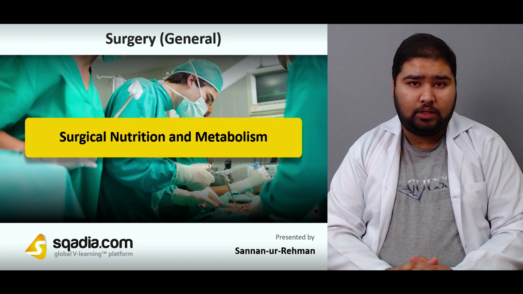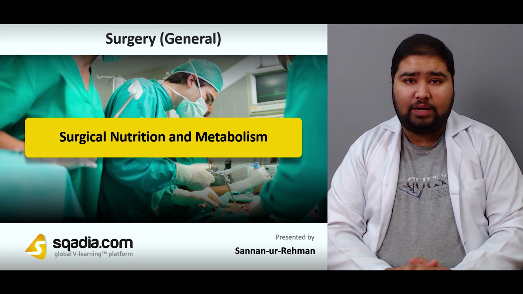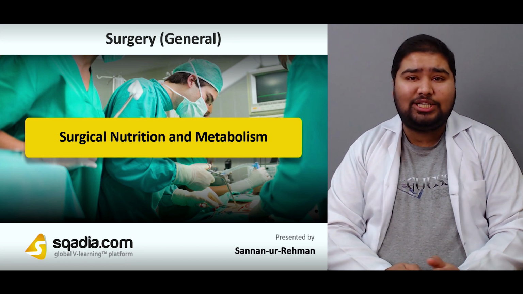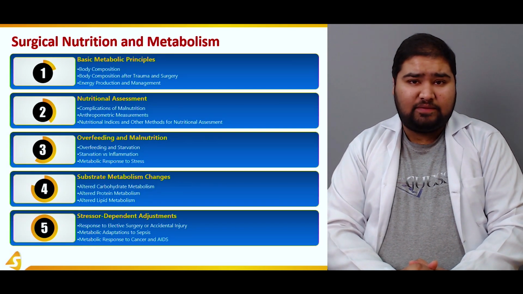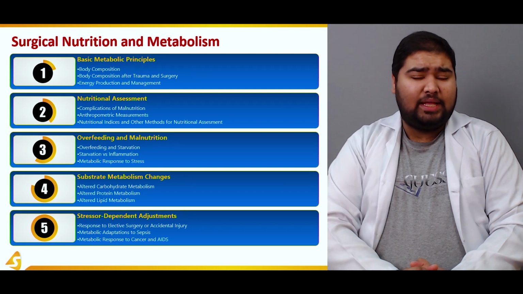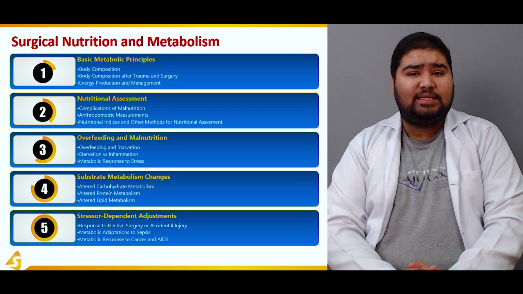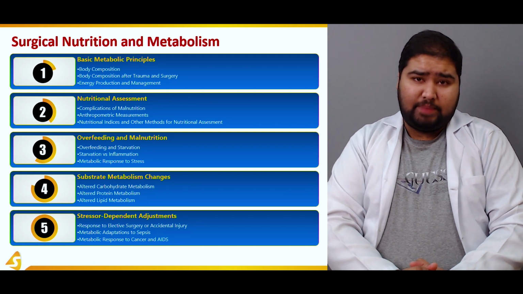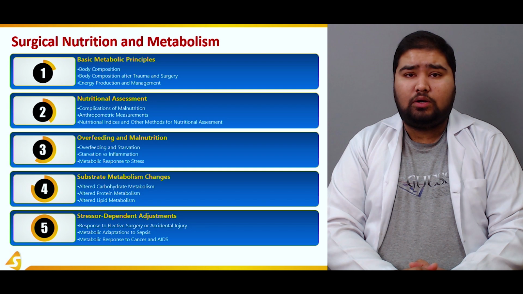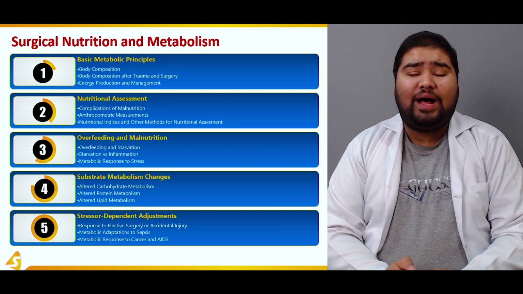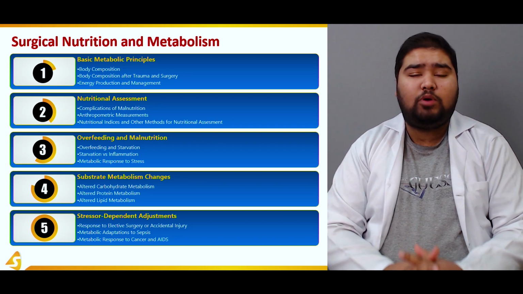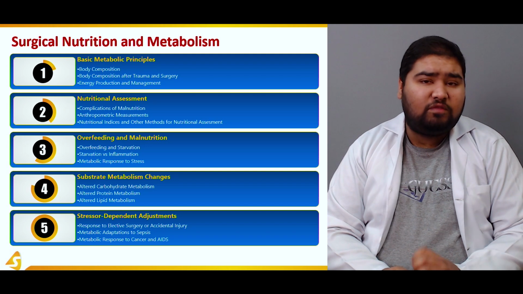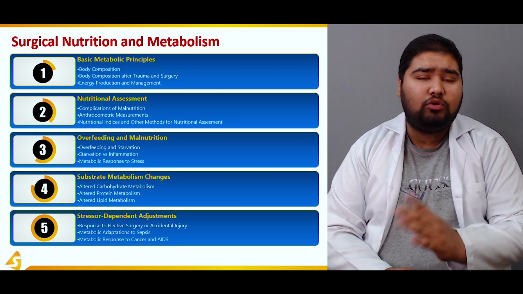In this presentation, we'll be talking about the nutritional status of the patient and how to manage surgical nutrition and metabolism. This lecture has been divided into 5 sections. In the first section, we'll be talking about the basic metabolic principles. The basic metabolic principles are important because they give you an idea of how the basal metabolism works in a patient, in a generalized population, what are the specifics of this patient in particular, and how you're supposed to manage them.